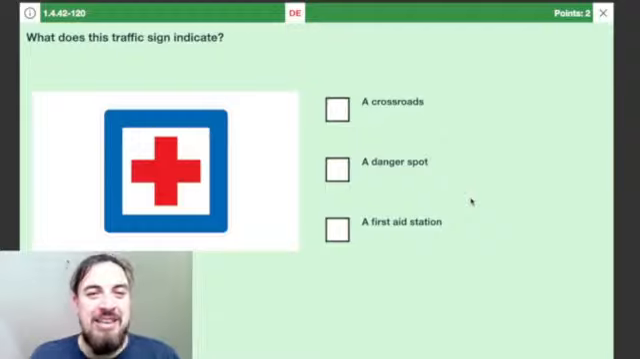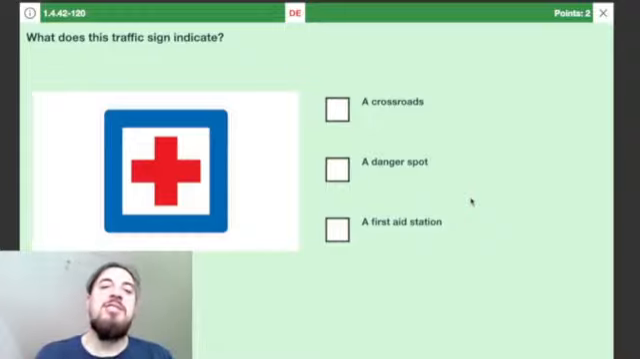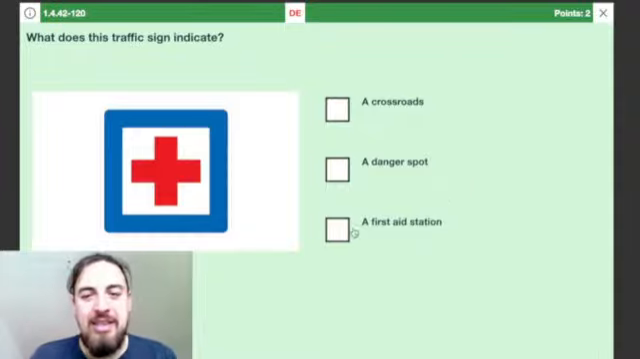Okay, now let's focus on that. What does this traffic sign indicate? A crossroads, a danger spot, a first aid station. I think that's quite clear. The last answer. This is a sign for a first aid station.